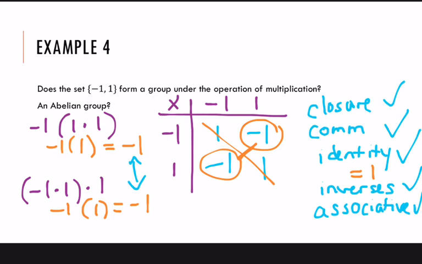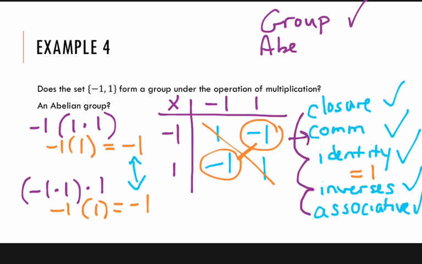So we've checked all of these properties, and because the system has the closure, identity, inverse, and associative properties, that makes it a group. Yes, it is a group. Then to be abelian, we have to check, does it also have the commutative property? We already checked that one. Yes, it does. So yes, this is an abelian group.